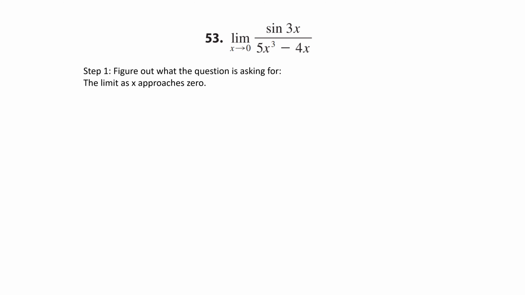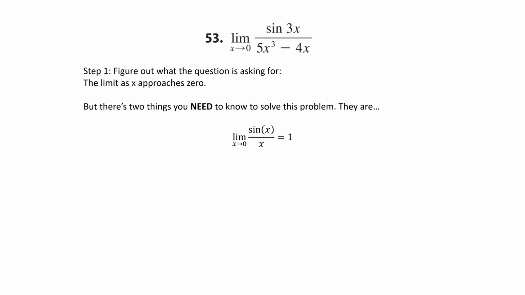Alright, so the first step is always to figure out what the question is asking for. It just wants to take the limit as x approaches 0. But there's two things you need to know to solve this problem. The first one is that there was a limit given earlier in the chapter that basically says the limit as x approaches 0 of sine x over x is equal to 1.